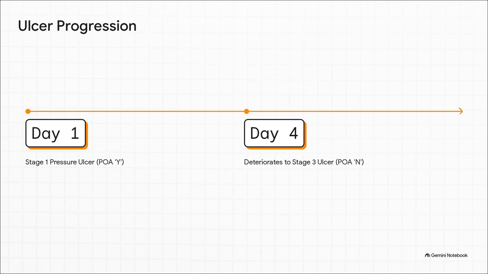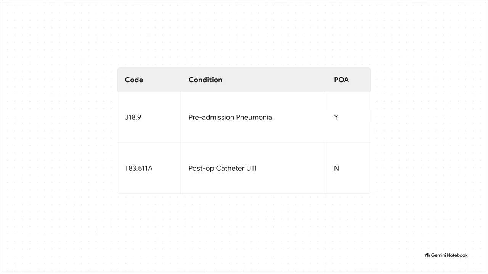POA-Y definitely applies to the stage 1 ulcer at admission, but the progression logic requires careful POA mapping for the highest stage, so you'd actually report the stage 3 ulcer with a POA flag of N. Why? Because that specific severe stage 3 condition was not present when they walked through the doors, it worsened under the facility's care. So in practice, pre-admission pneumonia confidently gets a Y. They brought the infection in with them. But for a postoperative catheter-associated UTI that showed up on day 3, we have to hit N.